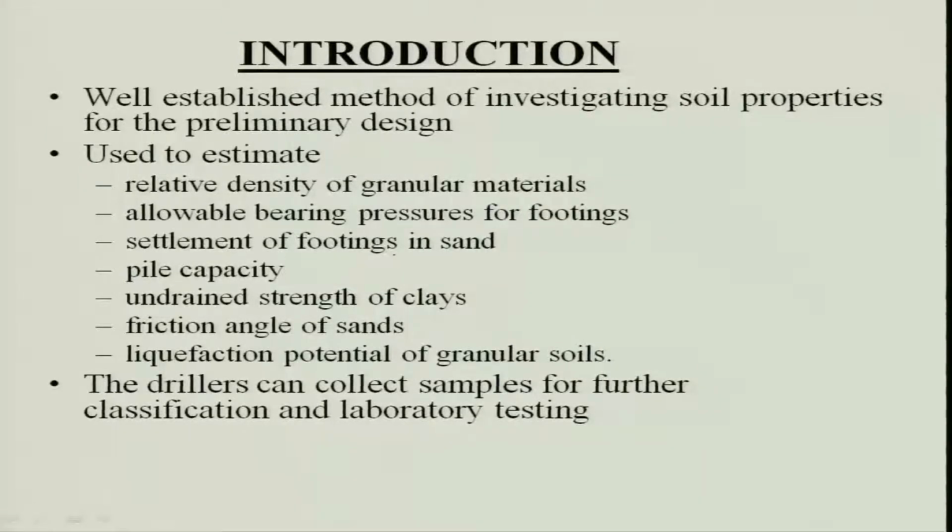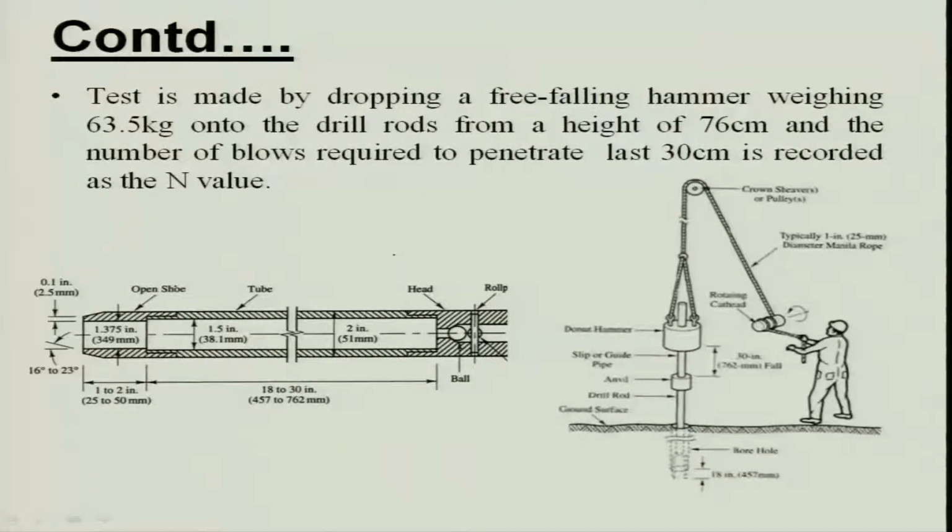Basically, it gives the value of N, the penetration resistance. With respect to N, phi can be found, as well as the liquefaction potential of granular soil. The test is made by dropping a free falling hammer. First you have to make a borehole up to that depth. Then inside the borehole, with the help of a drill rod, you insert a split spoon sampler, and there is an anvil and a drop hammer.